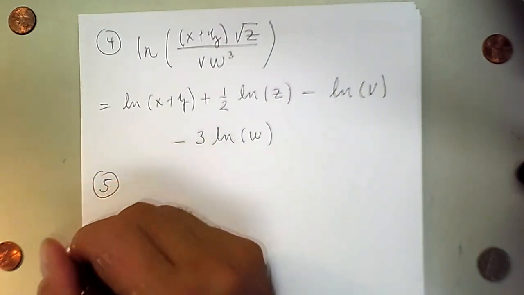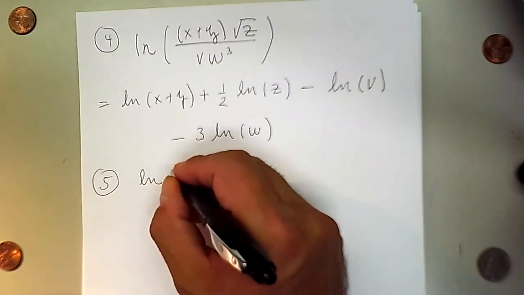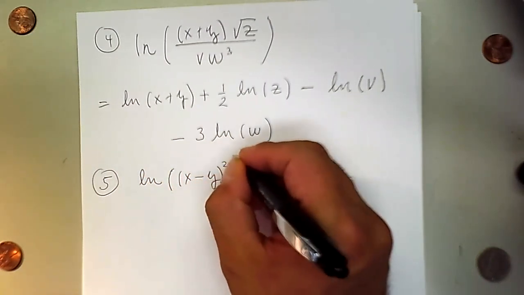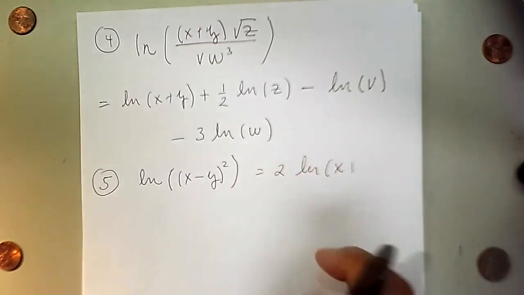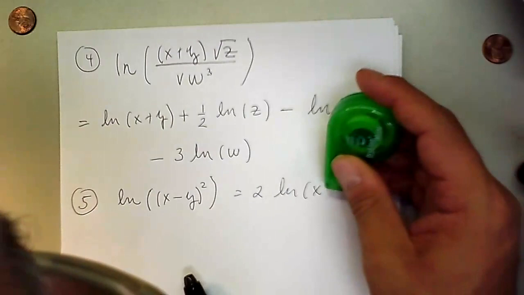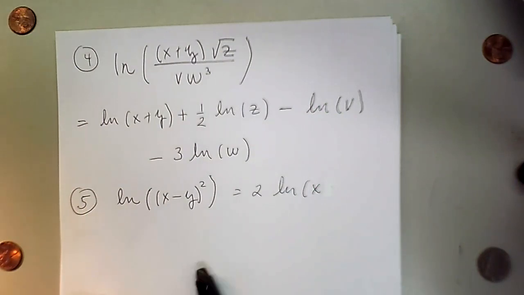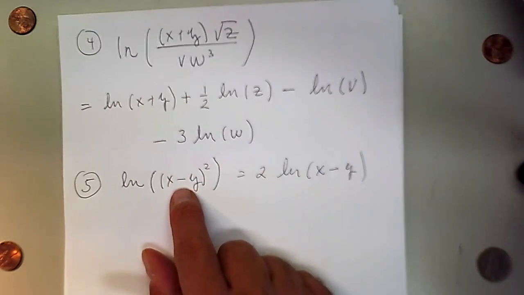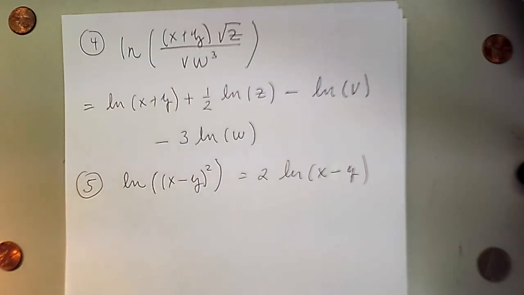Example 5. Something as simple as the natural logarithm of the quantity x minus y squared would be 2 natural logarithm of the quantity x minus y, not plus y. And that's it. There's nothing else we can do. Anytime you have a plus or a minus inside of a logarithm, we're stuck with it. Don't even try. It's just going to be not fruitful to do anything with it.